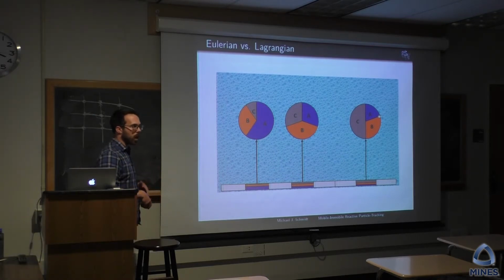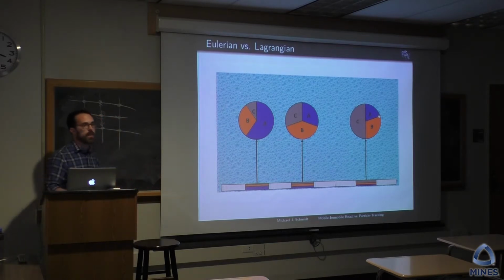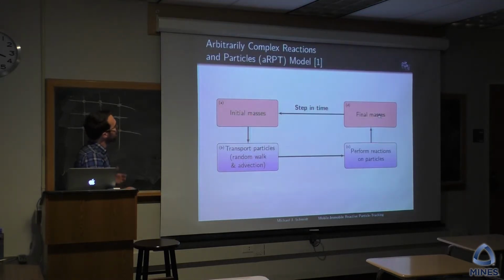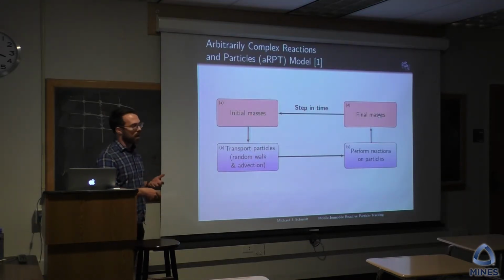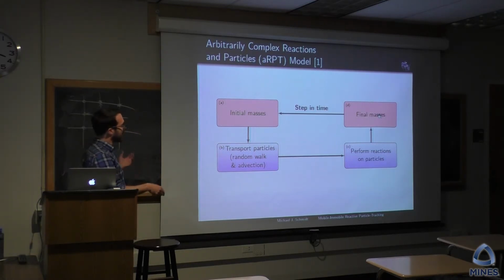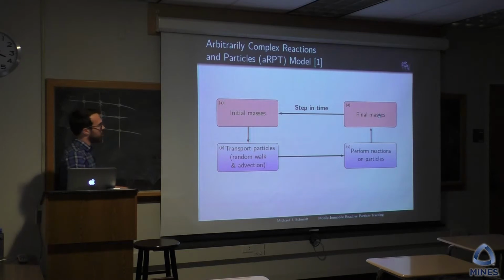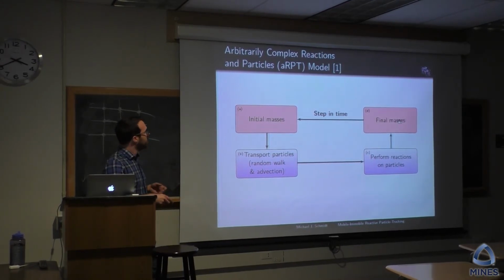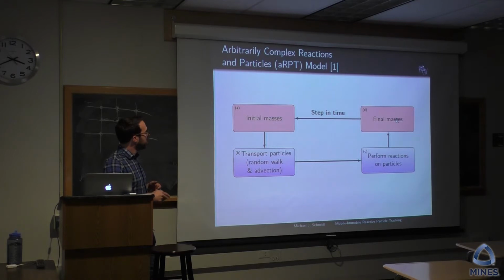Whereas the Lagrangian, or our particle tracking simulations, have particles that move. These particles carry masses, but they actually move in space with the flow and diffusion rather than just transferring concentrations from one cell to the next. So this arbitrarily complex reactions and particles model is what I've based my current work on, and it is much simpler. This flowchart builds up to the next flowchart we'll see: we have initial masses on the particles. The particles are transported via diffusive random walks and advection. We perform reactions by treating each particle as its own well-mixed volume and doing mass balance reactions there. And we have the final masses on the particles.